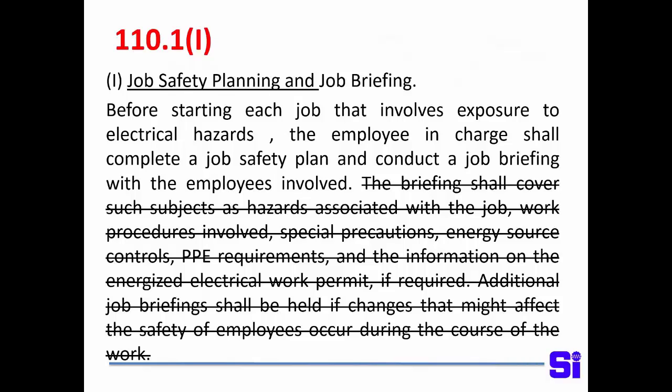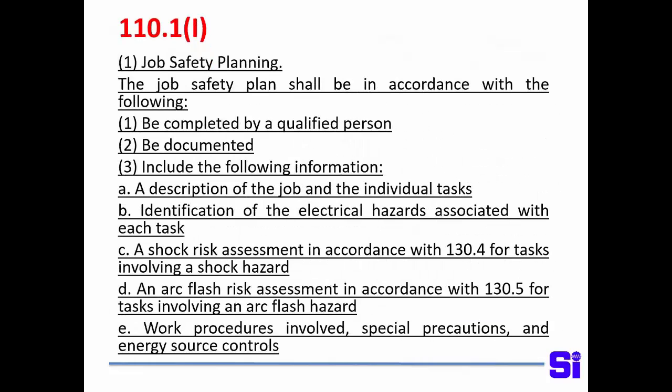Before starting each job that involves exposure to electrical hazards, the employee in charge shall complete a job safety plan and conduct a job briefing. And then specifically, what is the job safety plan? Well, it has to be completed by a qualified person, it has to be documented, and then it has to include the following information. Description of the job and the individual task, identification of the electrical hazards, a shock risk assessment, an arc flash risk assessment, and then work procedures involved, special precautions, and this is where you're really doing the planning.